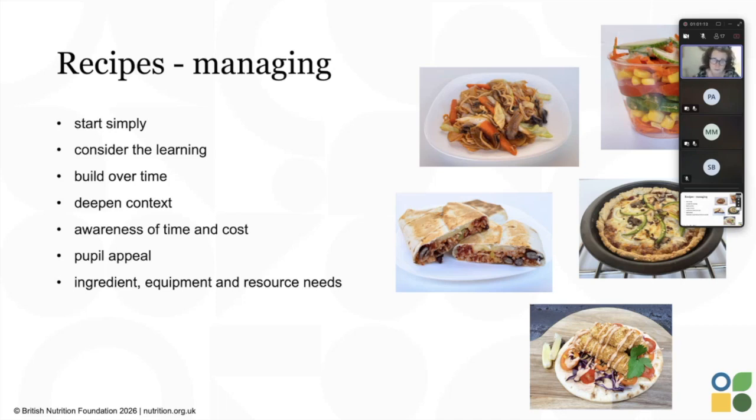And that's right from Key Stage 1, moving into Key Stage 2, perhaps introducing heat in Key Stage 2, and then moving on to Key Stage 3. So you've got a nice sort of progression there as well. And then ingredients, equipment and resource needs. So how are you going to get your ingredients? Where are you going to store them? The equipment that you need, the management of the equipment, and then also any other resources that you might need.